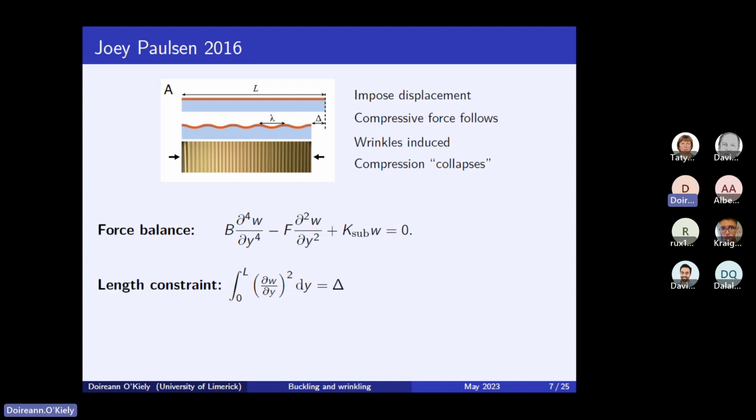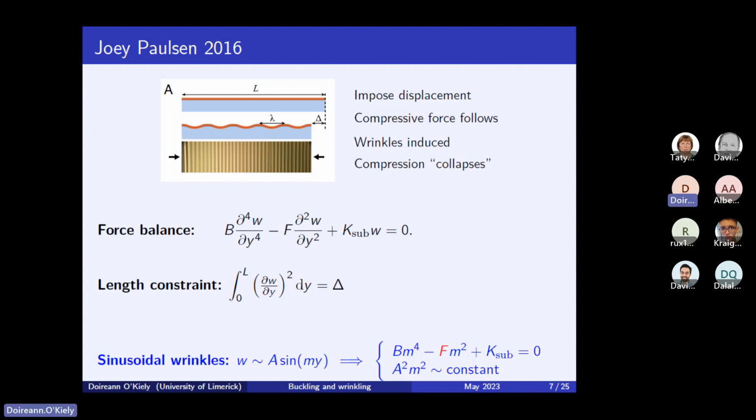Okay, so the problem now is I can control delta, the end-to-end displacement, or I can control F, the compressive force, but I can't control both. So F is actually an unknown in this problem. And so if I think about my solutions, which are going to be sines and cosines, and I think about substituting this into the force balance and figuring out what my possible solutions are, the problem is that F is still an unknown. So I have to, in principle, figure out what F is.